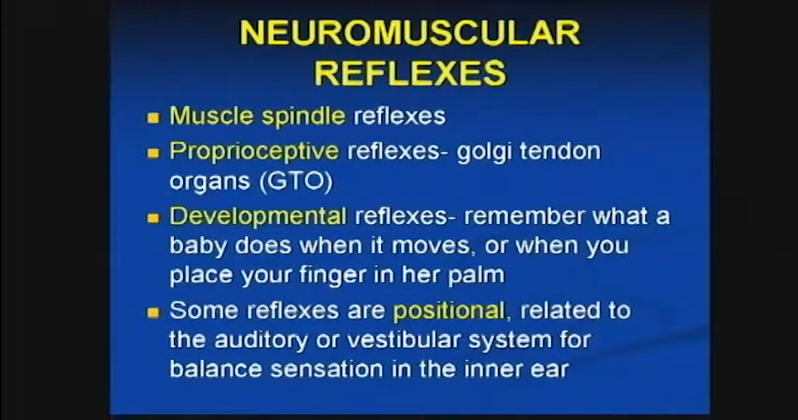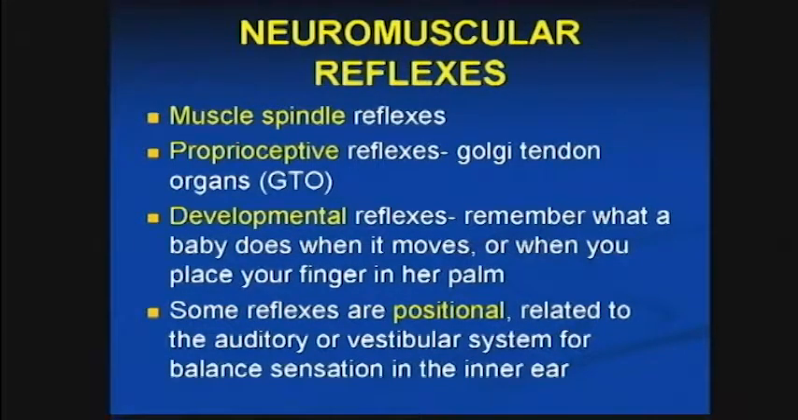Some reflexes are positional. So you actually have sensory organs in your ears and in your joints telling you where you're moving in space. You ever get in a car and try to read a magazine and you start to get dizzy or nauseous? Well, that has to do with those positional reflexes, vestibular reflexes, located in your inner ear. Some people easily get car sick or motion sick. And that has to do with the reflexes in their ears, telling them where their body's moving in space.